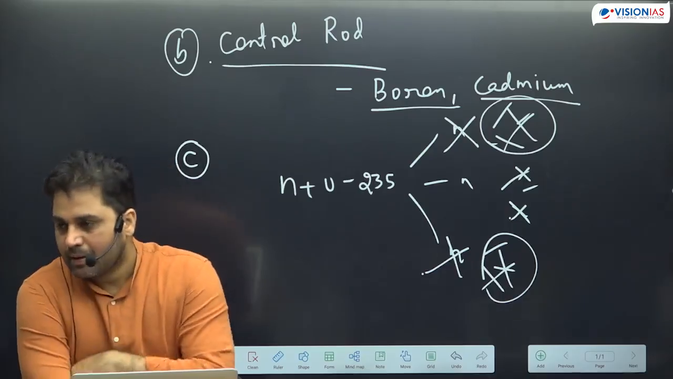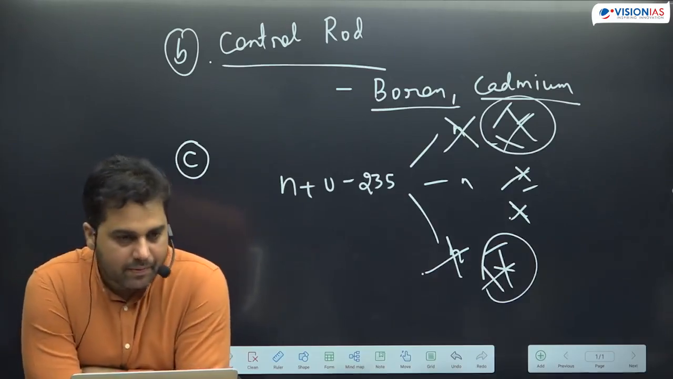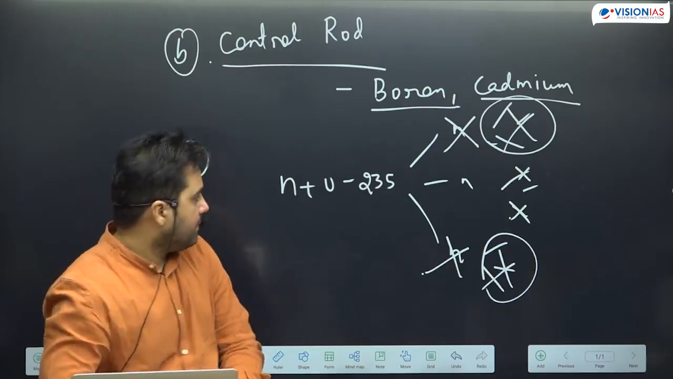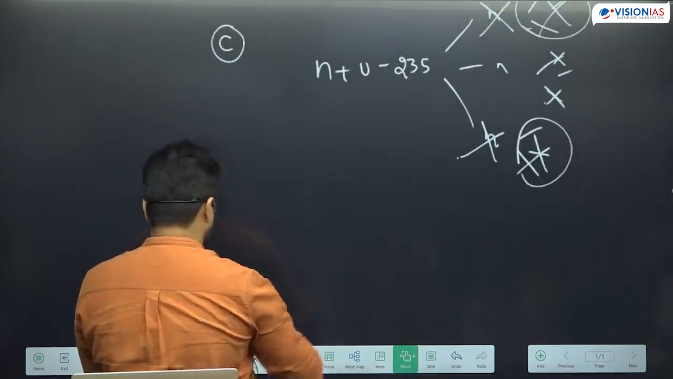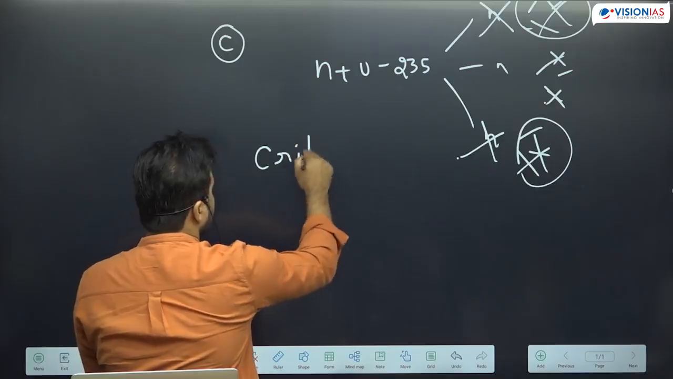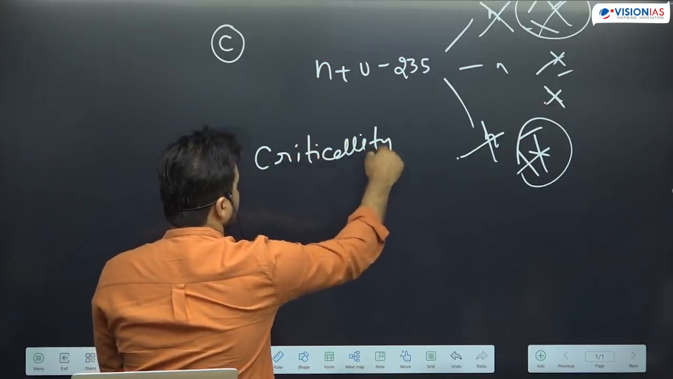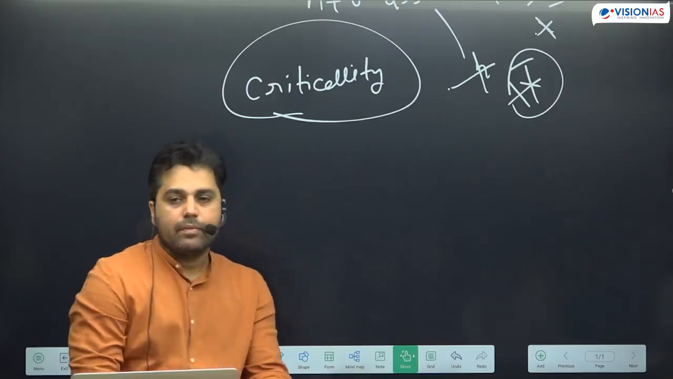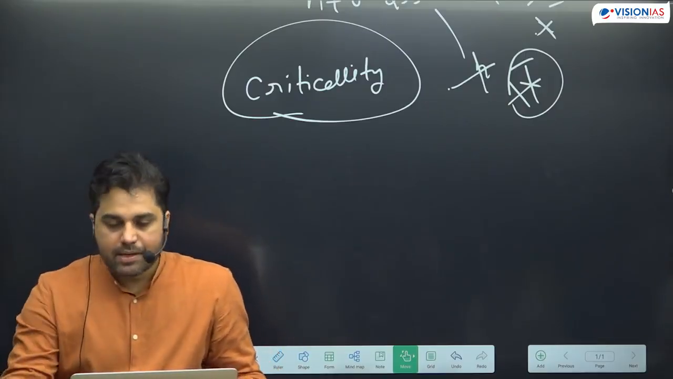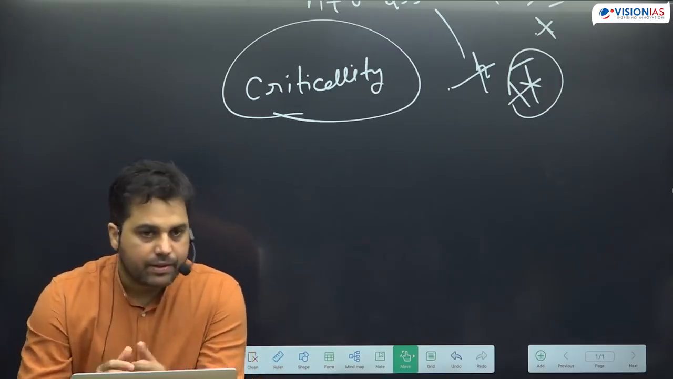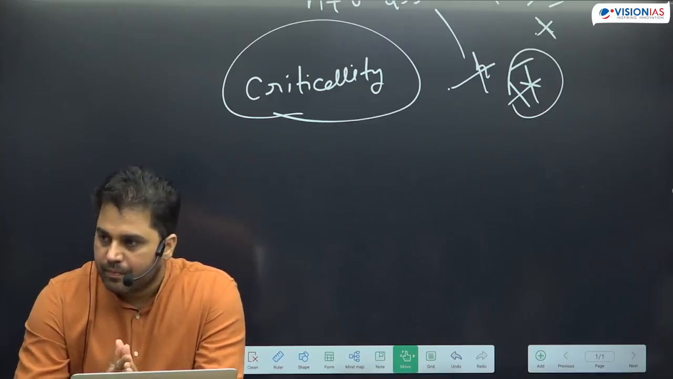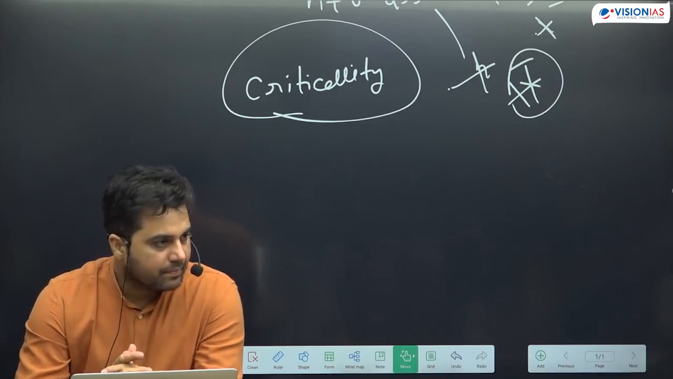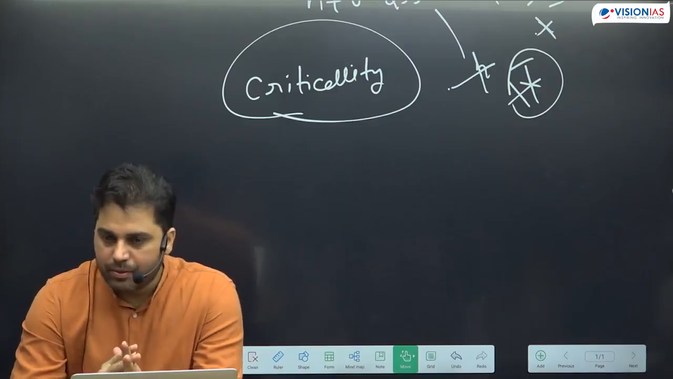You can write this. Criticality of a nuclear reactor signifies that fission can continue in a chained but controlled manner.